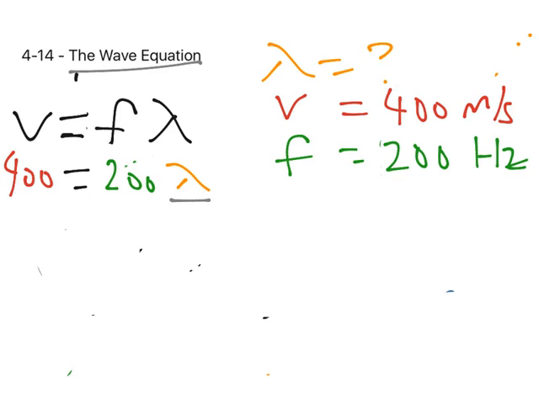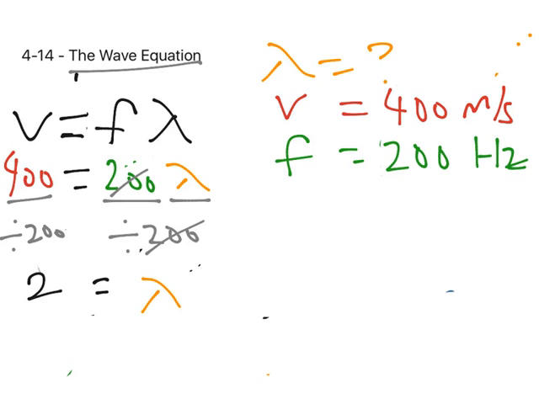Again, what we don't know is next to the 200, and the 400 is on the other side. So we divide both sides by 200. When that happens, these cancel. We get wavelength is equal to 2. The unit for the wavelength is meter. So the wavelength would be 2 meters in this example.